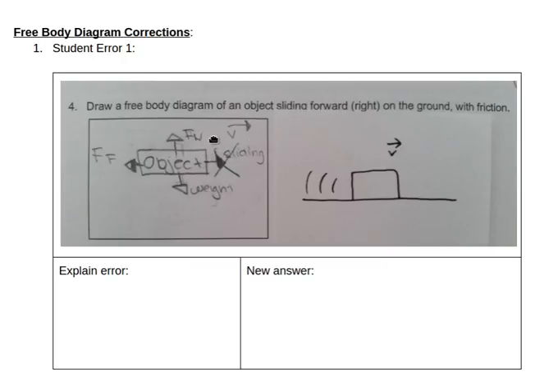This arrow is actually really important because if you don't have this arrow, it looks like this object is going to just speed up going to the left. But the object does not speed up going to the left. In fact, it slows down while going to the right. You have to show that the object is going to the right in order to understand that this object is going to slow down with the friction.